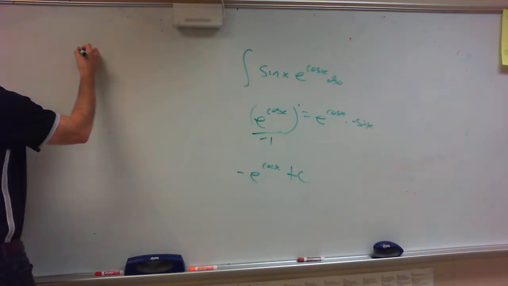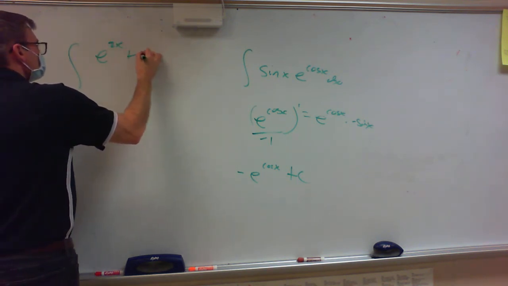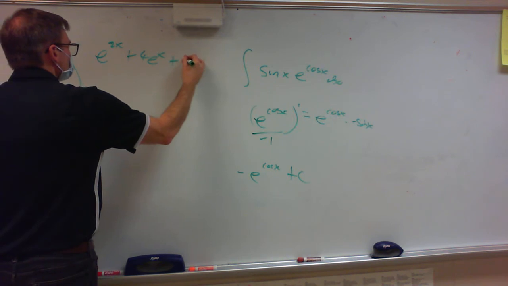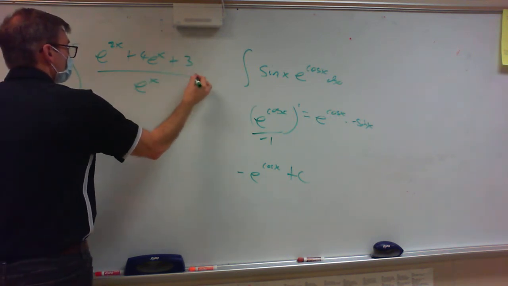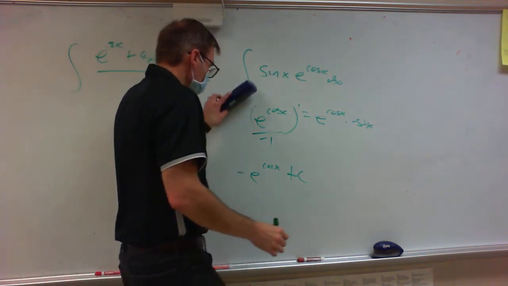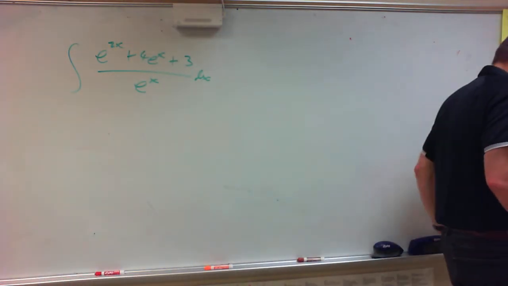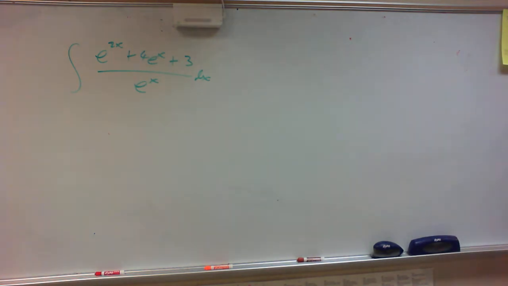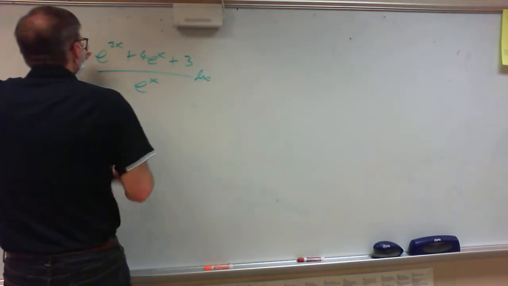So what if I give you, let's do the integral of e to the 2x plus 4e to the x plus 3, all over e to the x. Is that e to the x or 3 to the x? E to the 2x. All right, good.